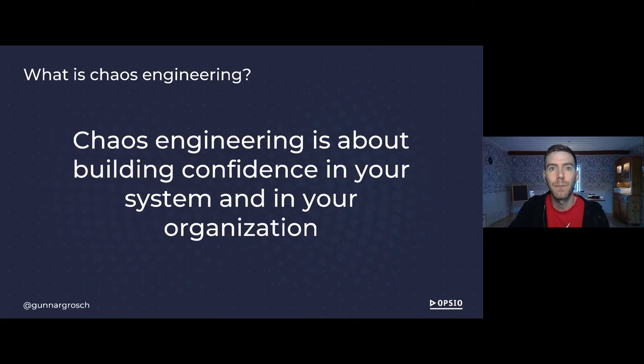And chaos engineering is about building confidence in your system and in your organization. By finding weaknesses and doing controlled experiments, we can build confidence in our system and how it works. But we also build confidence in our organization. The people are key in building resilient systems. And by building confidence, we gain trust. So perform experiments and you will learn new things about your application and most likely also about your organization.